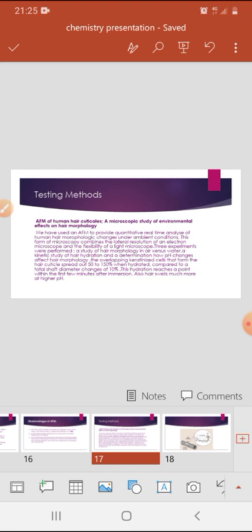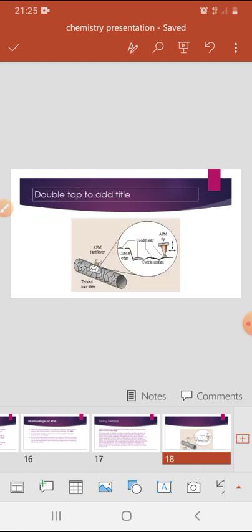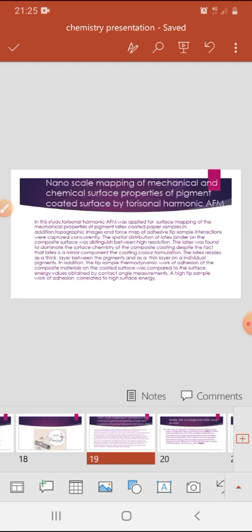pH changes affect hair morphology. The overlapping keratinized cells that form the hair cuticle spread out by 50 to 150% when hydrated, compared to a total shaft diameter change of 10%. This hydration reaches a plateau within the first few minutes after immersion. Also, hair swells much more at higher pH. Now you can see the diagram.